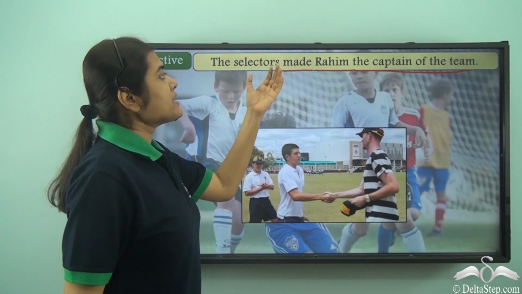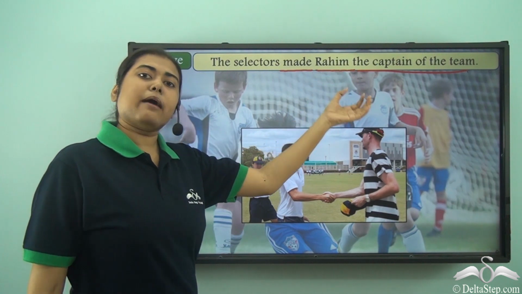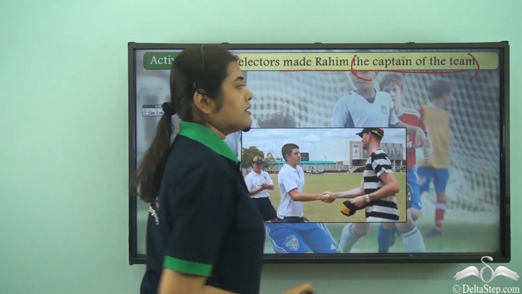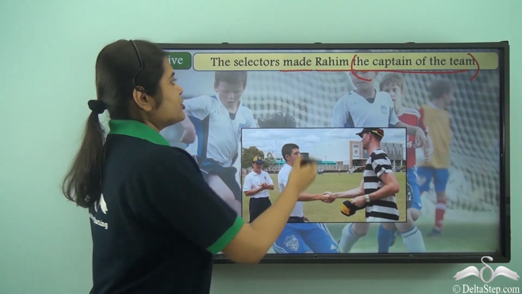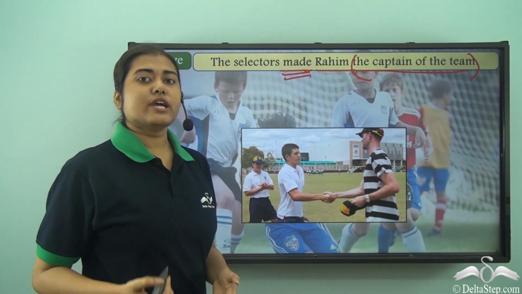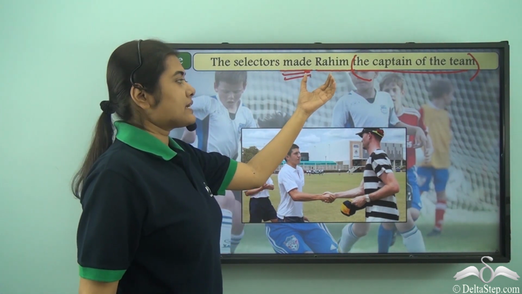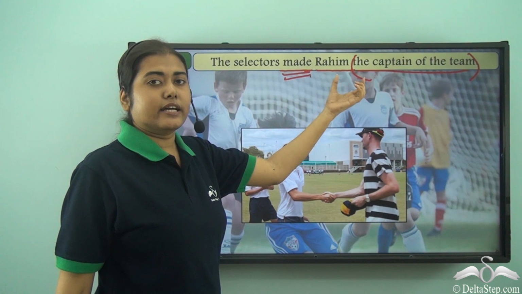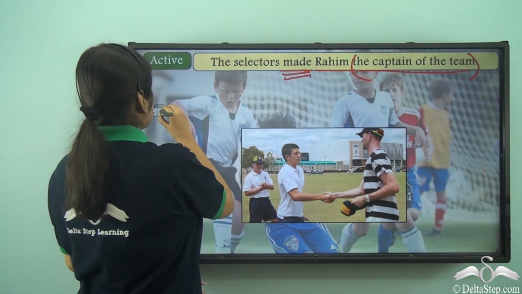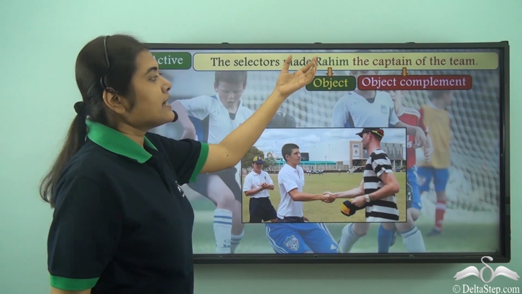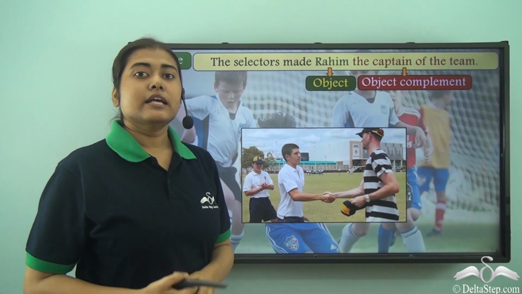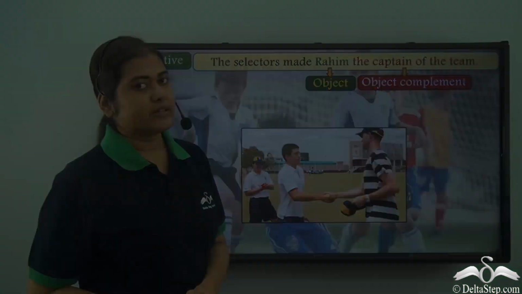The selectors made Rahim what? The captain of the team. So this part, the captain of the team, is not the object of the verb made. It is the object complement. So it comes after the object Rahim and completes the meaning of the sentence. So in this case, Rahim is the only object and the captain of the team is the object complement.